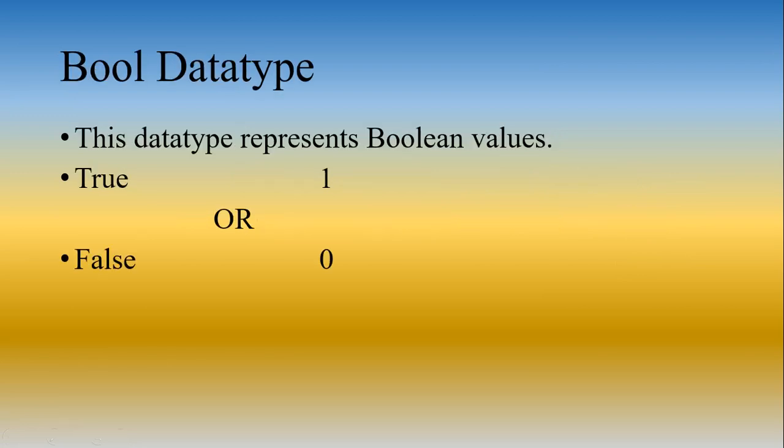Next is the bool data type. This data type represents boolean values. There are only two boolean values, that is true or false. So true internally represents 1 and false internally represents 0.